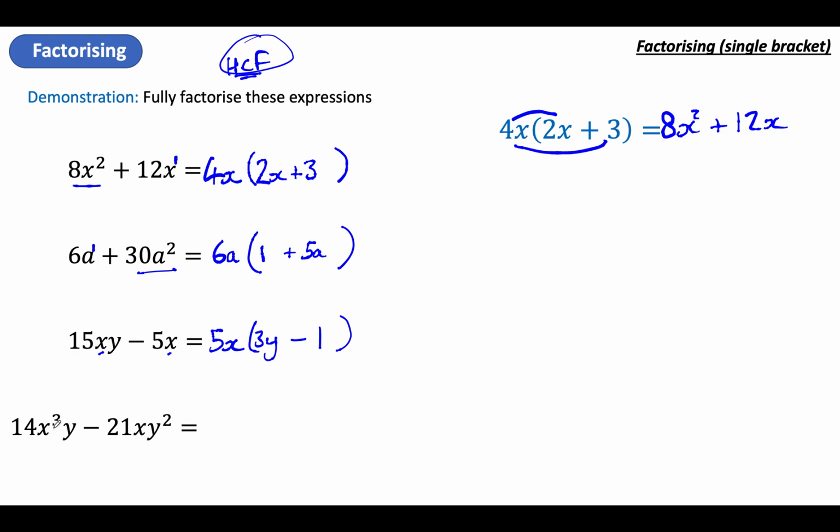Okay, 14x cubed y, take away 21xy squared. So this looks much harder, but it's still the same principle. Start with the highest common factor. 14 and 21. Highest common factor is 7. Then I've got x cubed, and this x, it's only 1x here, isn't it? X to the power of 1. That means they only share 1x. I know this has got x cubed, but the bits they share, there's only one of them.